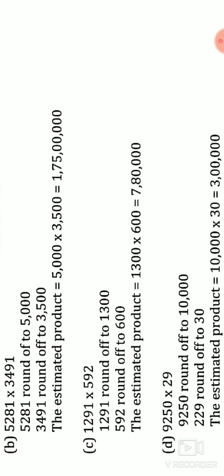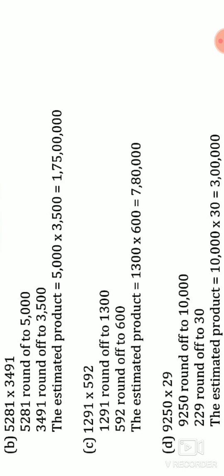Then 592. You have to round off to its nearest 100 value. 592 rounded off to its nearest 100 value is 600. Therefore 592 rounds off to 600. Here you get the rounded off values, that is 1300 and 600. Then you have to multiply 1300 into 600. You will get the estimated product.